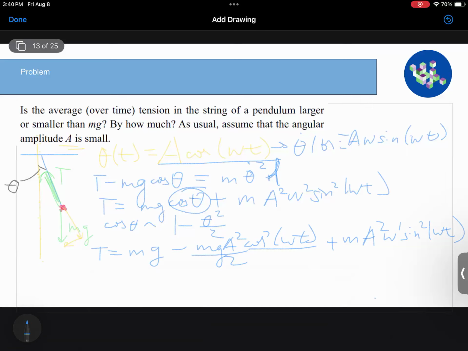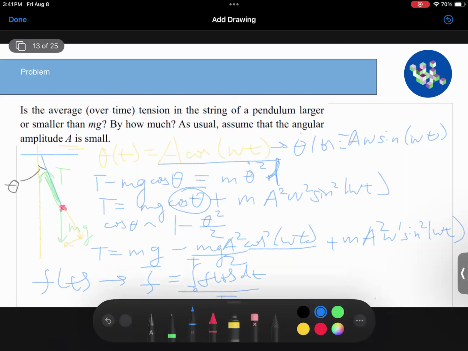If you guys don't know, if you have a function f of t and it's periodic with a period T, then the average of f equals the integral of f of t dt from 0 to the period, divided by the total period, right? If I do this here with my tension, I treat it as a function of time, right?